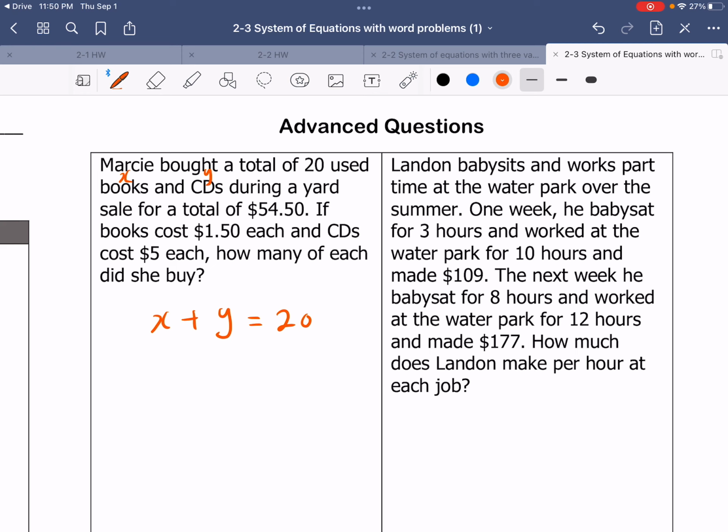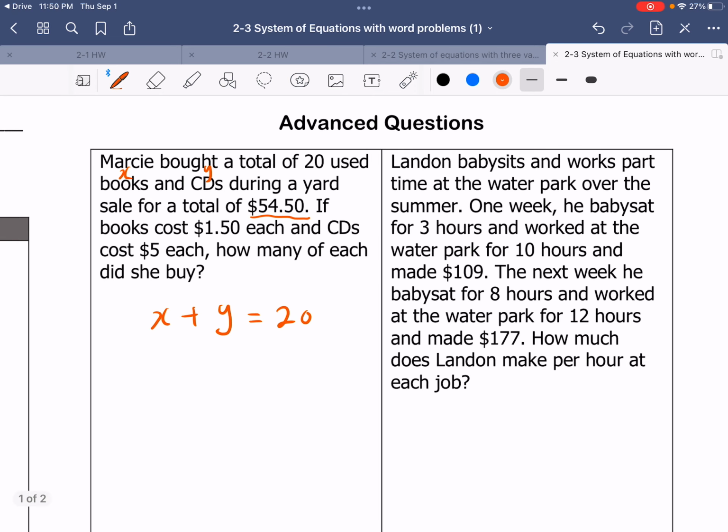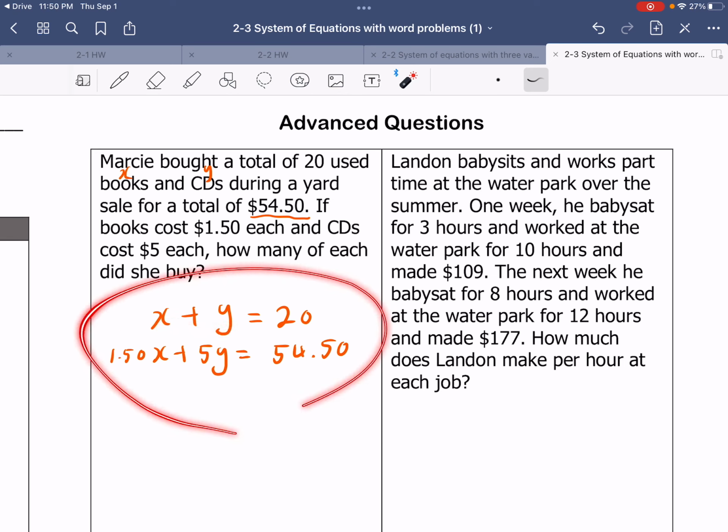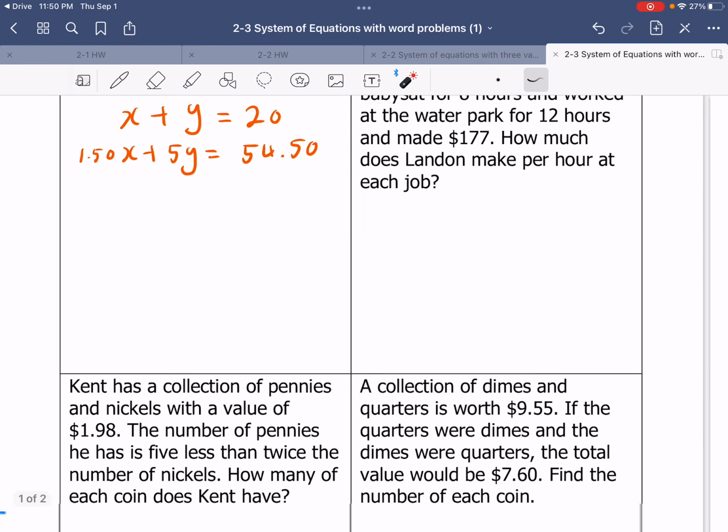And she spent $54.50 and a book costs $1.50. I don't know how many books she bought, but it's $1.50 each. And I don't know how many CDs she bought, but it's $5 each. And in total, she spent $54.50. Remember, money goes with money. And the number of books or the number of things that she purchased goes with the number of purchases. Right? And that's it. If you put this into a calculator, that will solve the problem.